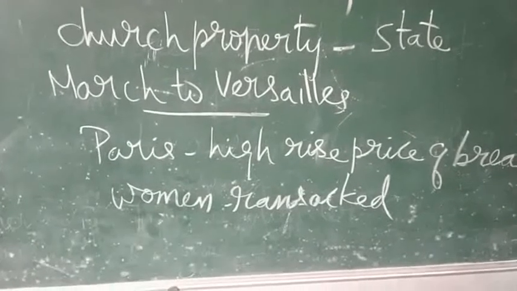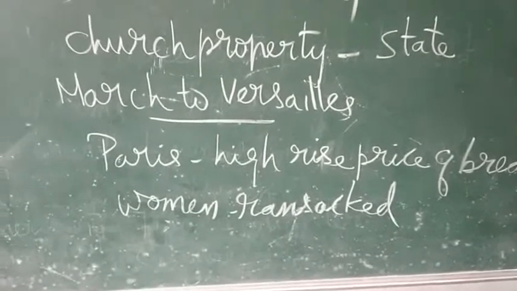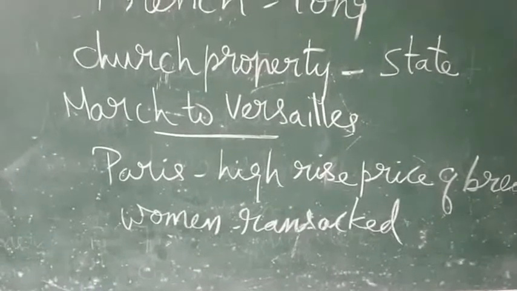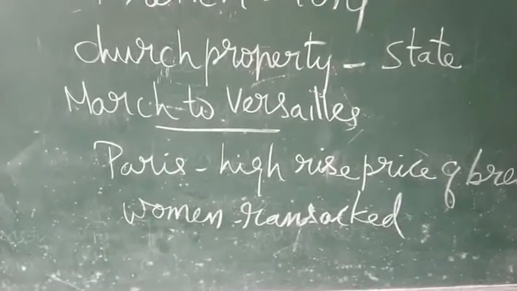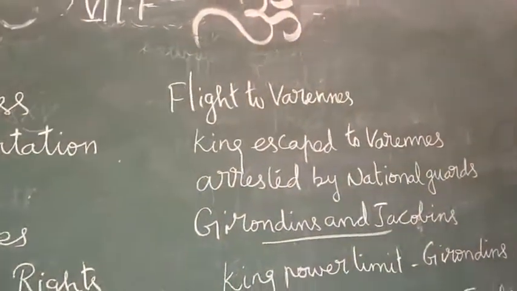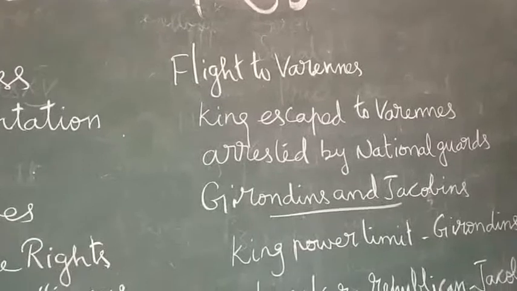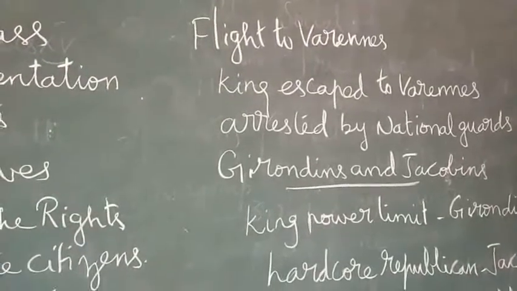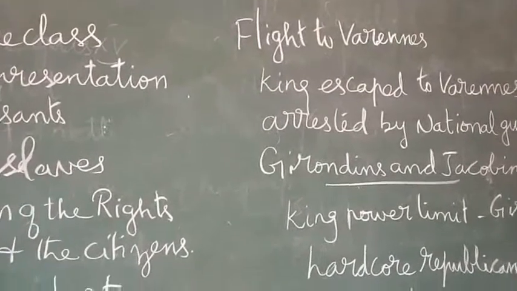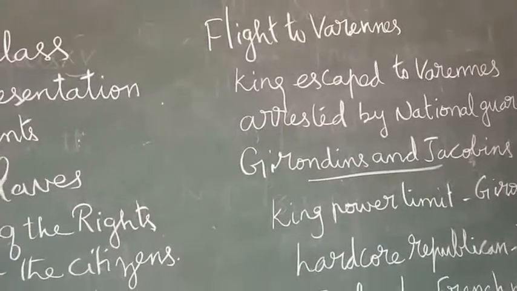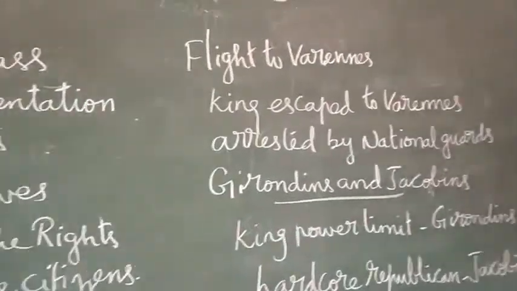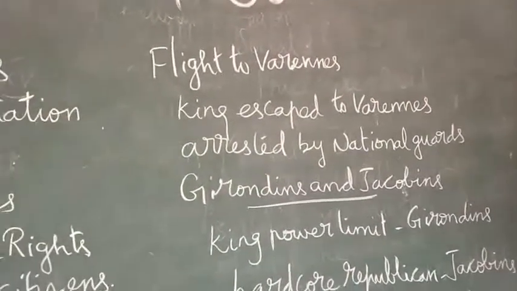So the king and the royal family planned to escape from them. Okay, this is the March to Versailles. Next, flight to Versailles. The king planned to escape, I told you, girls. So they started to move on to Versailles. And they formed a National Assembly, isn't it, girls?